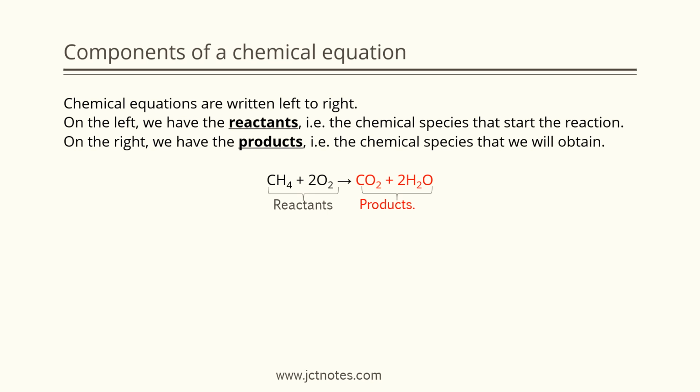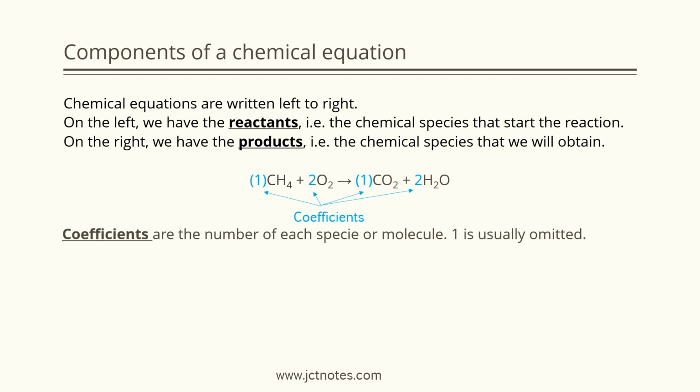It is followed by a right-pointing arrow. On the right, we have the products. These are what we are going to get. In our case, these are carbon dioxide and water. The numbers of molecules involved are indicated by numbers called coefficients. In our example, the coefficients are 1 for methane and carbon dioxide and 2 for oxygen and water. When the coefficient is 1, it is usually not written.